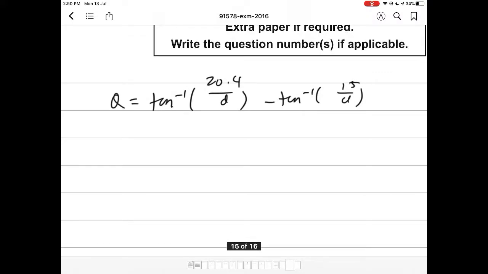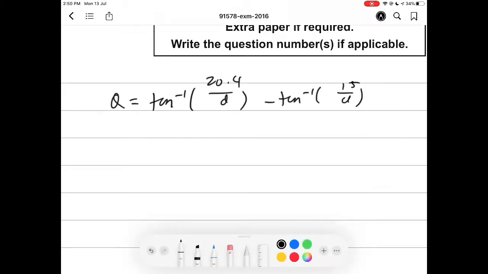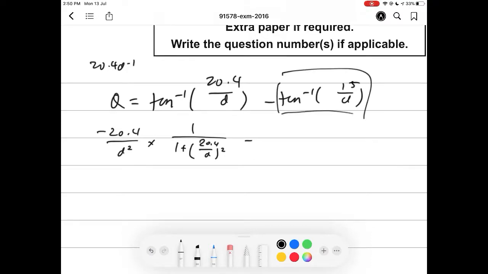So in this case, our outer function is inverse tan. We know inverse tan differentiates to 1 over x squared plus 1. We know the inner function is 20.4 over d. So the derivative of 20.4 over d, that is 20.4 d to the power of negative 1, becomes negative 20.4 over d squared, multiplied by 1 over, instead of having x, we have 1 plus d squared, but instead of having d squared, we're going to have everything inside the brackets, so 20.4 over d squared, minus the derivative of this.